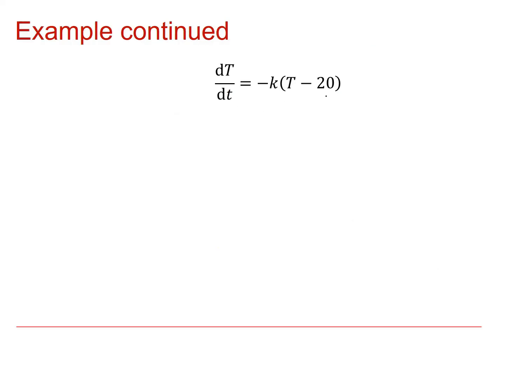So let's start from the differential equation. Separate the variables. I'm going to get 1 over T minus 20 dT by dt is equal to minus k. Integrate both sides, and because I know that this is always going to simplify down to the same type of thing, I'm just going to write it straight. It is the integral of minus k dt.